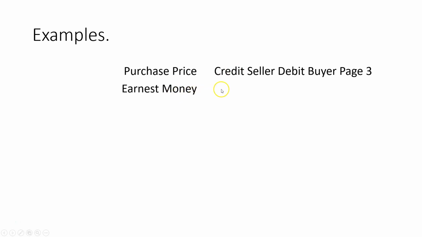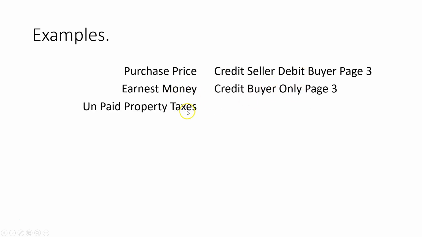Earnest money. A lot of people get confused with that. The earnest money has got to come into the transaction first of all, so that's only going to go into the buyer's pocket, so it's just credit the buyer. And the same with the mortgage amount as well. Unpaid property taxes. We know that that's a proration, so it's going to come out of one into the other. Credit the buyer, debit the seller.